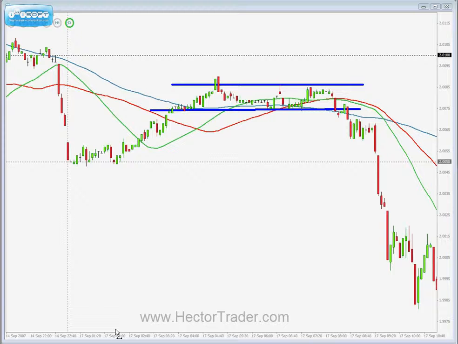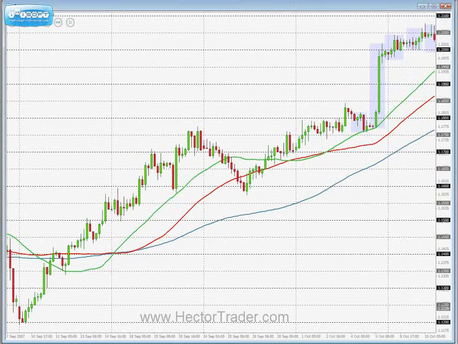Let me now show you another example. Of course, I didn't mention it, but if this area breaks to the upside, it's rather obvious that you don't want to be taking that breakout. All right. Now let me show you another example.